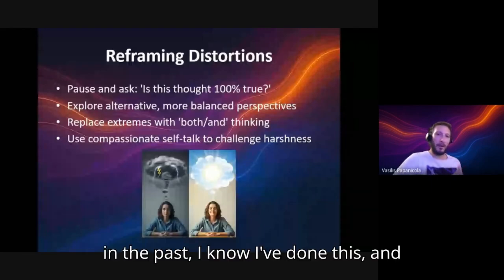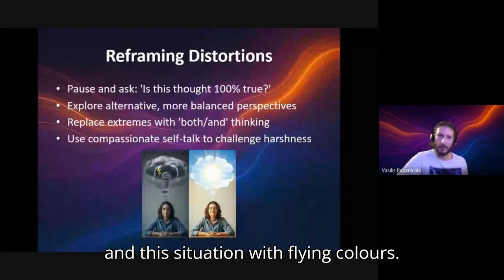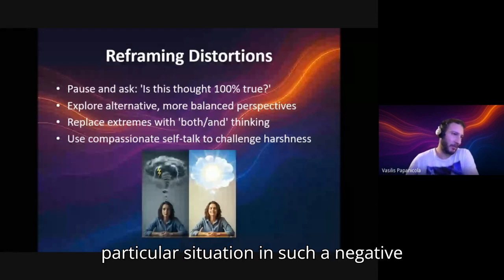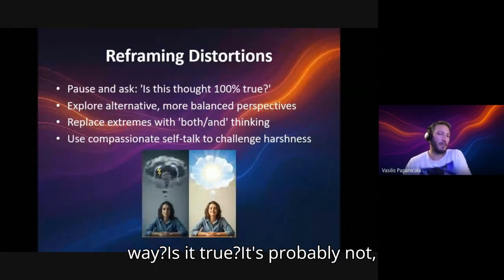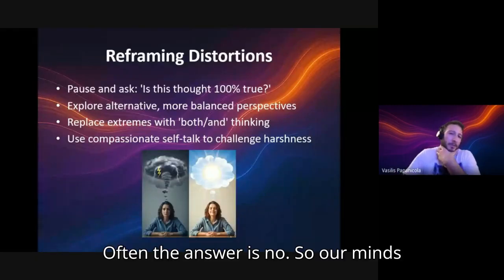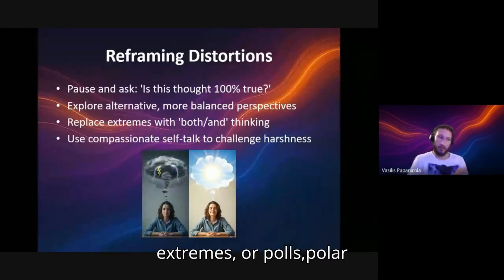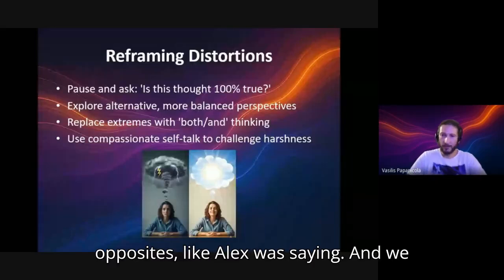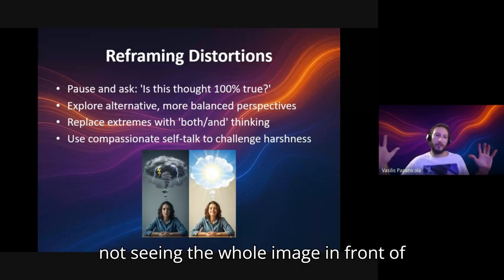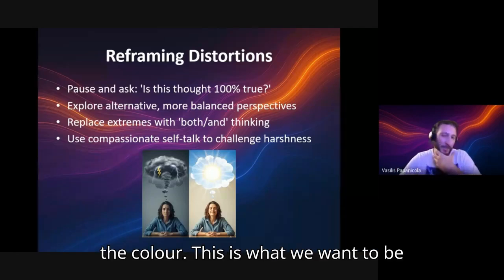Because, in the past, I know I've done this, this, and this really well, and I've overcome this and this situation with flying colors. So why am I thinking about this particular situation in such a negative way? Is it true? It's probably not, because I know I've fixed it before. Often the answer is no. So our minds exaggerate, they jump to conclusions and extremes, or polar opposites, like Alex was saying. And we only see part of the picture then. We're not seeing the whole image in front of us. We're only seeing the bad parts, the black and the white. We're not seeing all the color, which is what we want to be able to do.